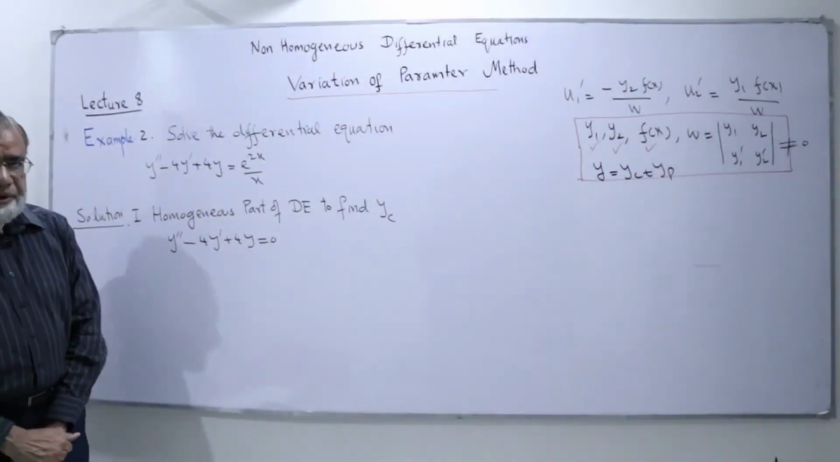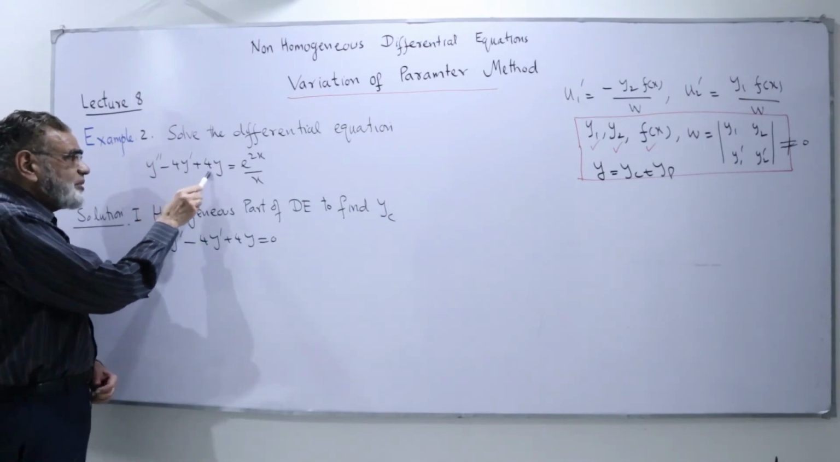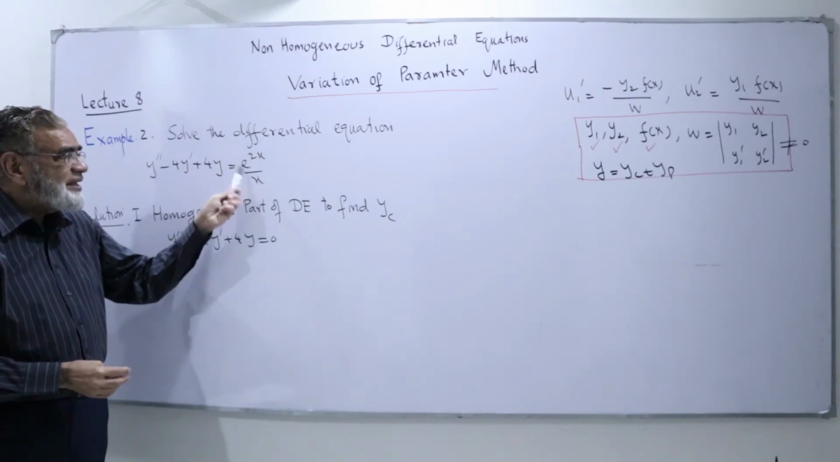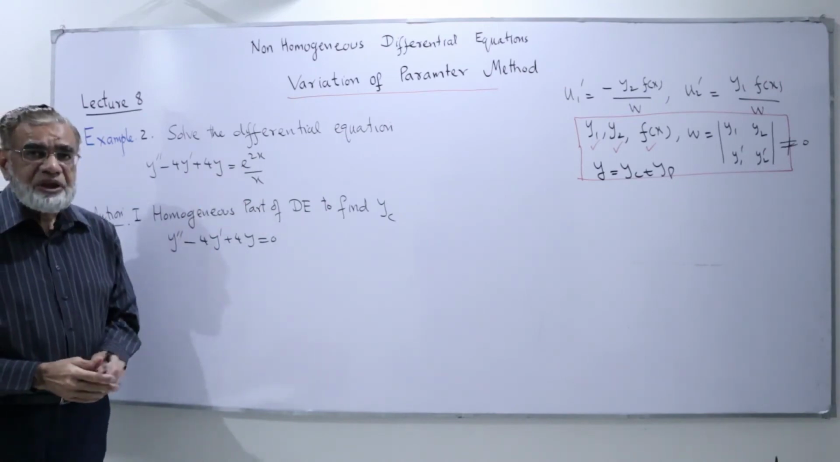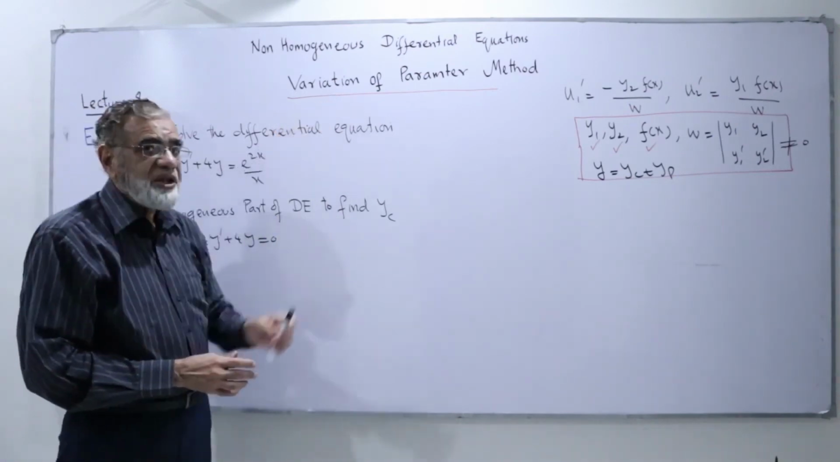I give you one more example. Here we have the differential equation y double dash minus 4y dash plus 4y is equal to e to power x over x. Here you can see 1 upon x is not a polynomial function, so we can't apply undetermined coefficients here. We have to use variation of parameters.